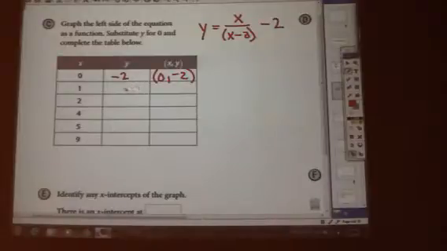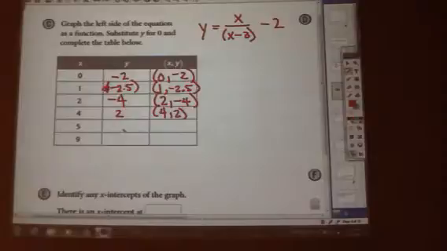When x is 1, negative 2.5. So 1, negative 2.5. 2 would be negative 4. 4, 2. 5, 5.5. And 9, negative 0.5.